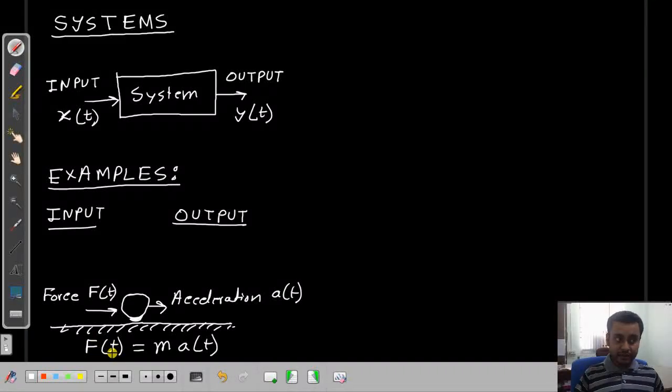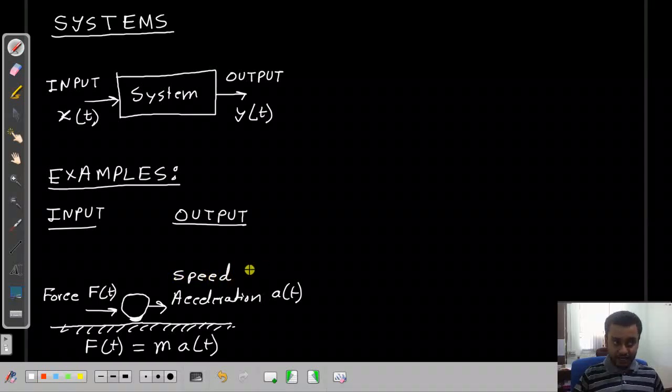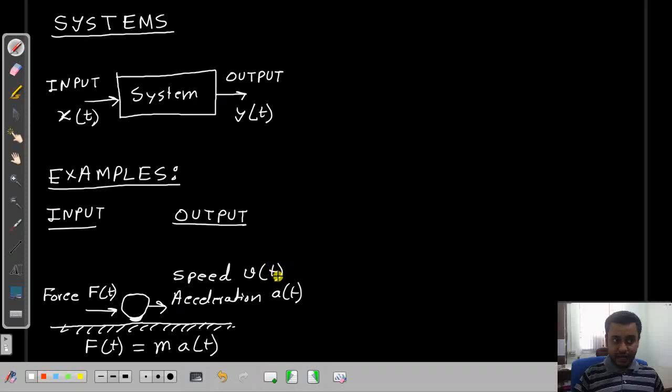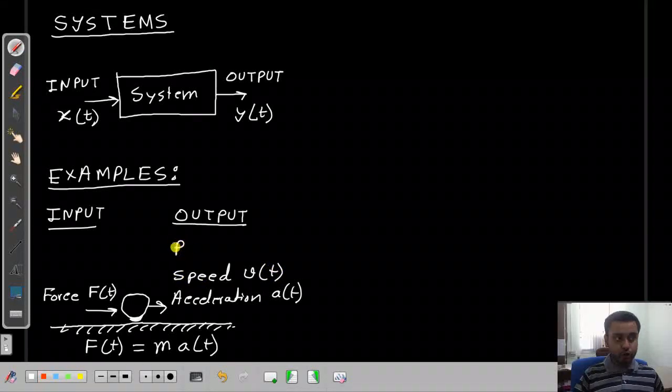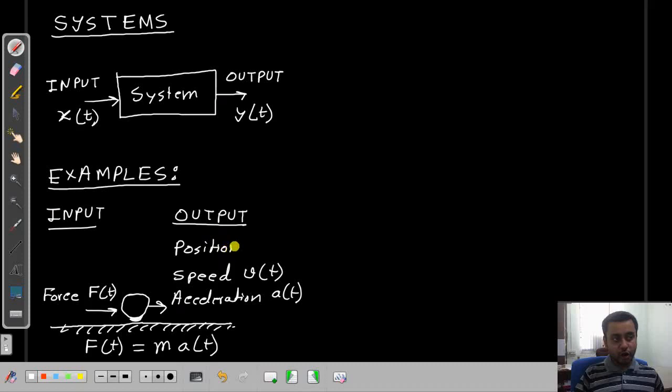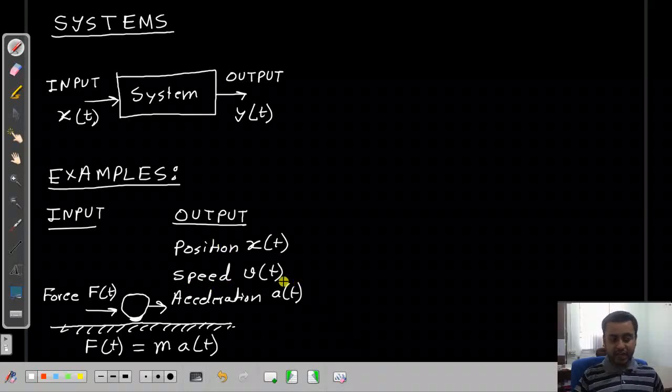Now if you like, instead of considering acceleration as the output, you may also consider the speed or velocity as a function of time as your output. You may also consider the position of this object on the floor as your output. Depending on your requirement and the situation, you may choose any of these as your output. So this is one example of a very simple mechanical system.